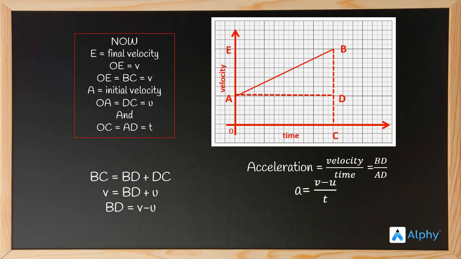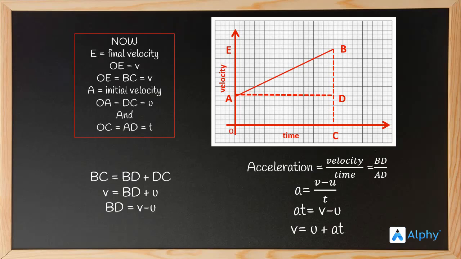I don't want this division symbol to be here, so I'm going to multiply a with T. That will give me AT equals V minus U. Now I'm going to take U and put it on the other side of the equation. So minus U becomes plus U. So V is equal to U plus AT. And this is the equation we had to derive.